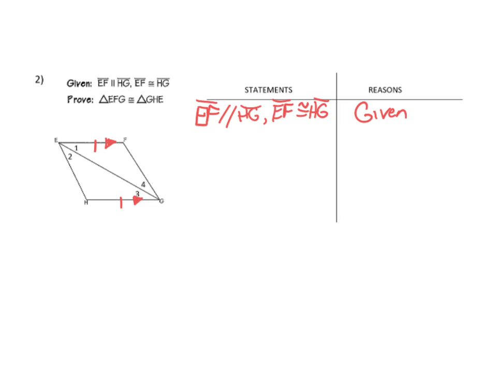So the side that they both have is the EG. So I'm going to say EG is congruent to EG. That's because of reflexive. And that, ladies and gentlemen, is a second congruence. Now, our third congruence must come from our given. And what we didn't use yet is those parallel lines.